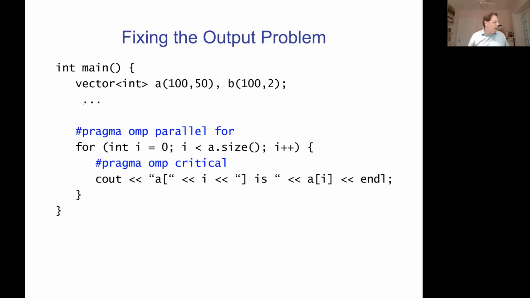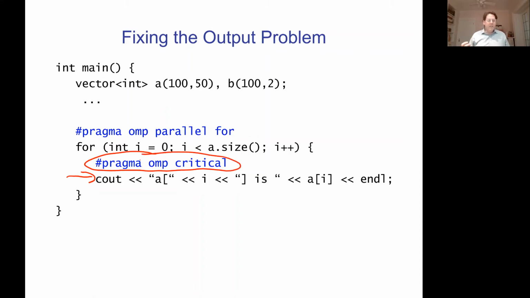Okay. And how do we fix this? So I see some interesting questions. I'll answer those in a second. How do we fix this? To fix this, basically we need to make sure that only one thread is printing at the same time. And we can do that with another OpenMP pragma called pragma omp critical.